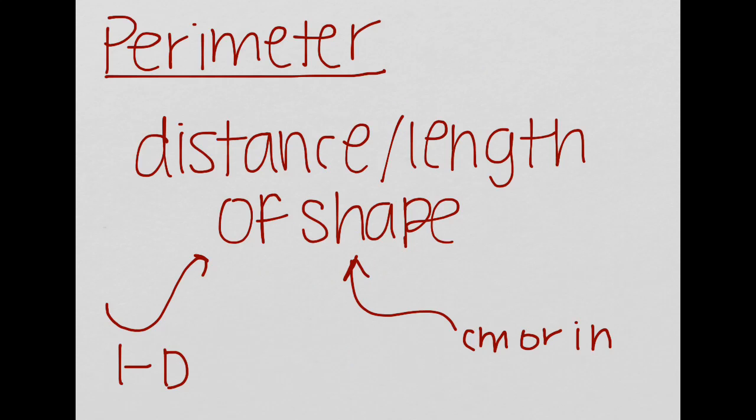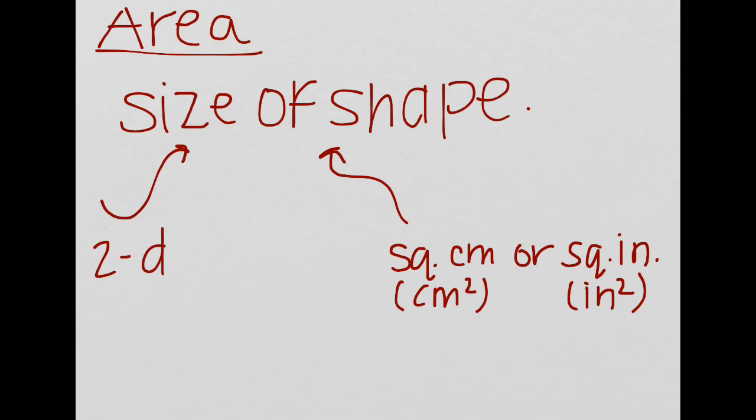Let's get started. So the perimeter is the distance or length of a shape. This is one-dimensional and it's usually measured in centimeters or inches. The area is the size of a shape. This is two-dimensional and it's usually measured in square centimeters, or centimeters squared, or square inches, or inches squared.